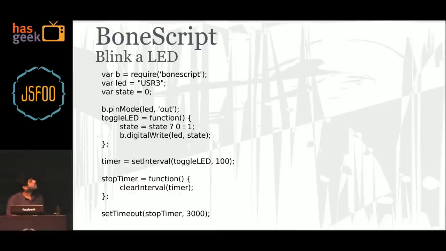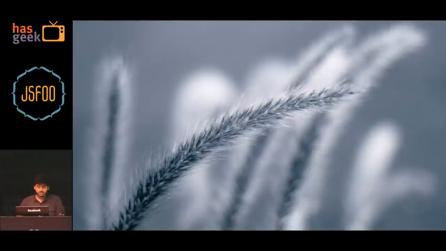This is a longer script which actually blinks an LED. It reads the state, and if it is 0 it sets it to 1, and if it is 1 it sets it back to 0, at an interval of every 100 milliseconds. So basically, this script is going to toggle an LED. Let's check out a quick demo of this.